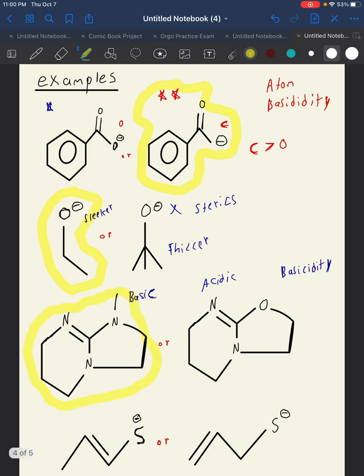Next example. This is basically the exact same example as the resonance example. However, it's sulfur. But once again, the molecule on the left can perform resonance to get that negative charge on the carbon. Here, you can't do that. So since this can share the negative charge between sulfur and carbon, carbon is a better nucleophile than sulfur. So this is your better nucleophile.